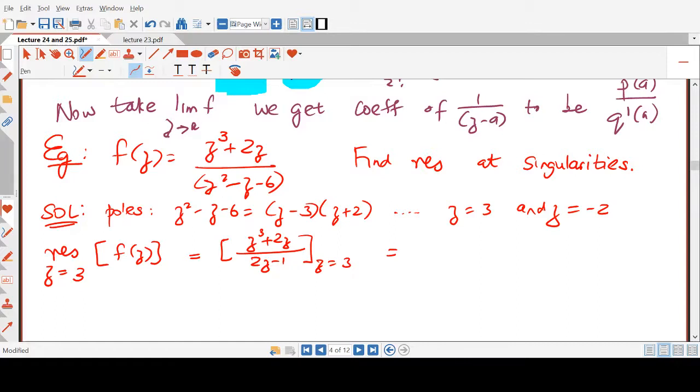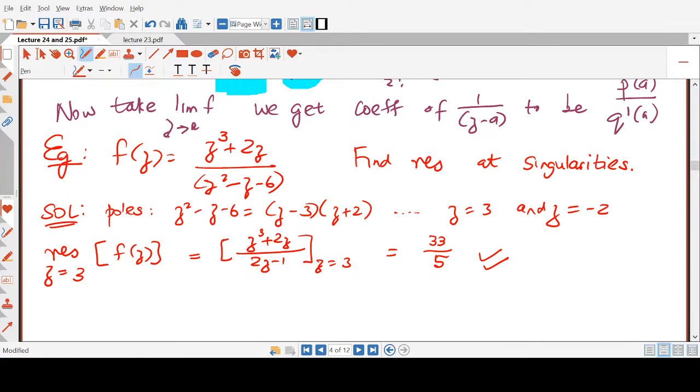3 cubed is 27 plus 2 3s are 6. 27 plus 6 is 33 over 2 3s are 6 minus 1 is 5. So the residue is 33 over 5.